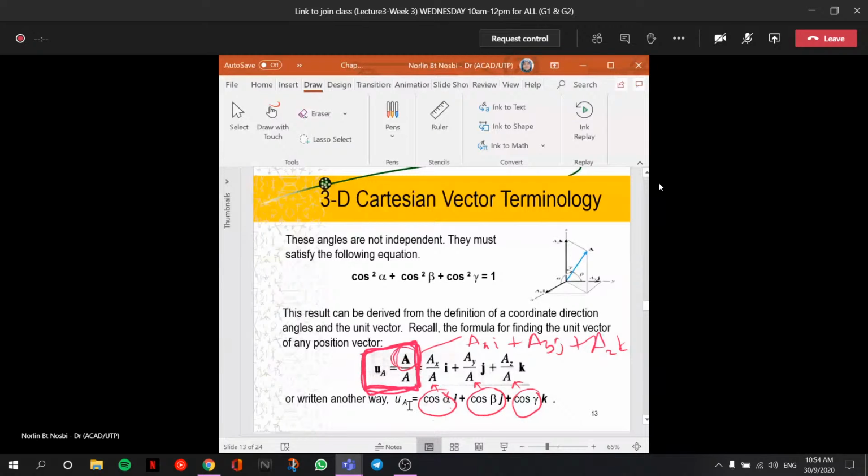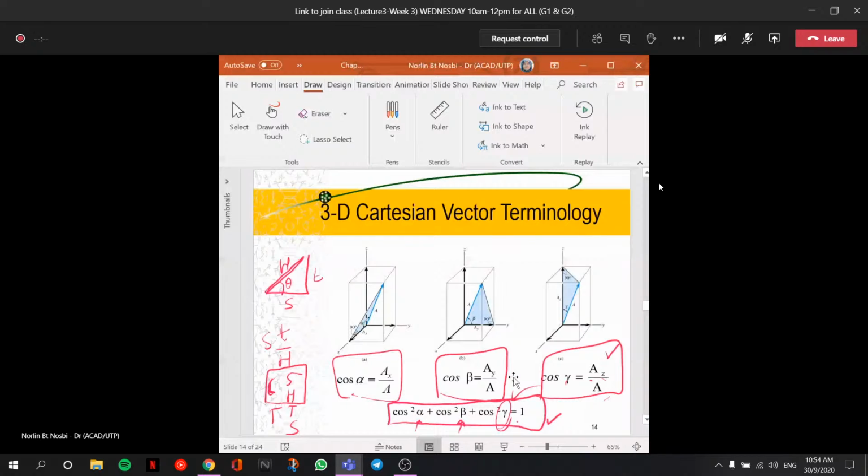U A is equal to cos alpha I plus cos beta J plus cos gamma K. So you just use cos 111 degree plus cos, what is the value for beta just now? Beta is 69.3, and then plus the one that you find, cos gamma, cos 30.22. So let me get back to you. Okay.